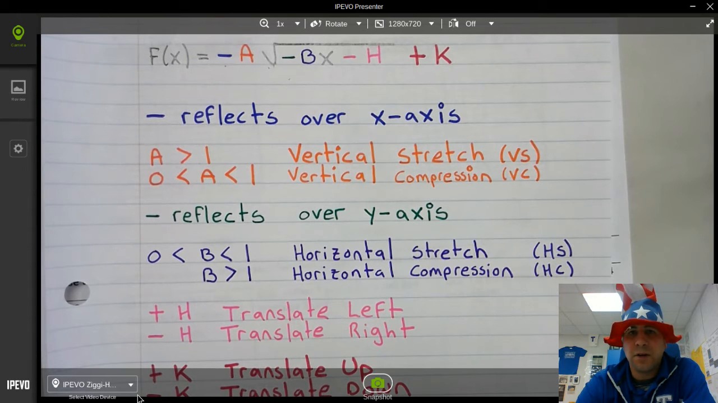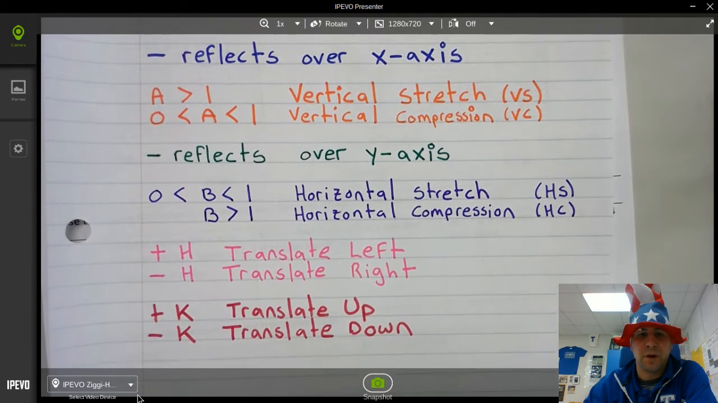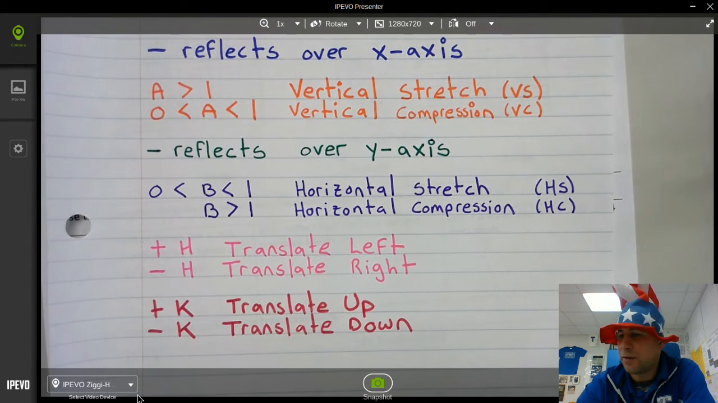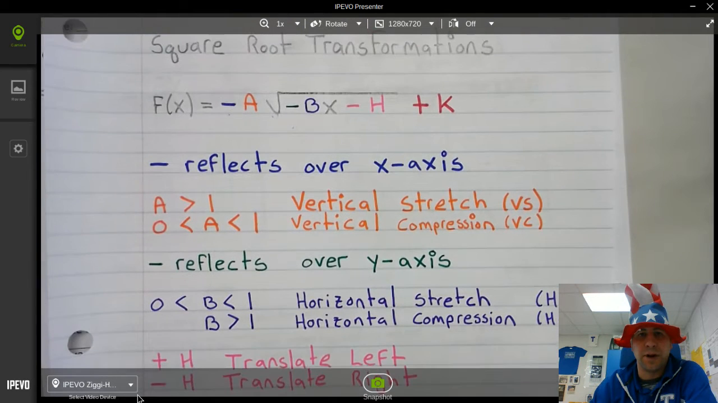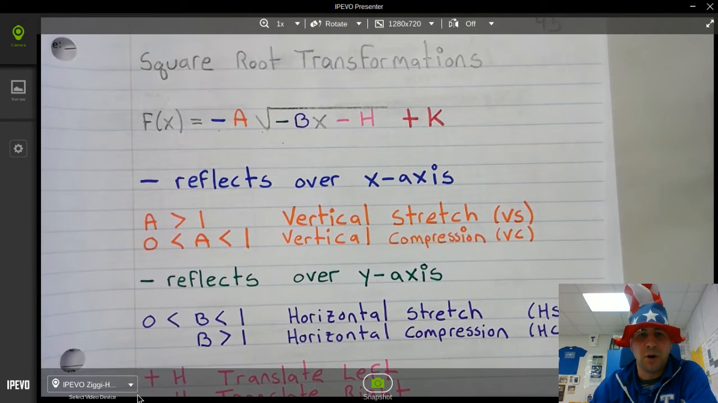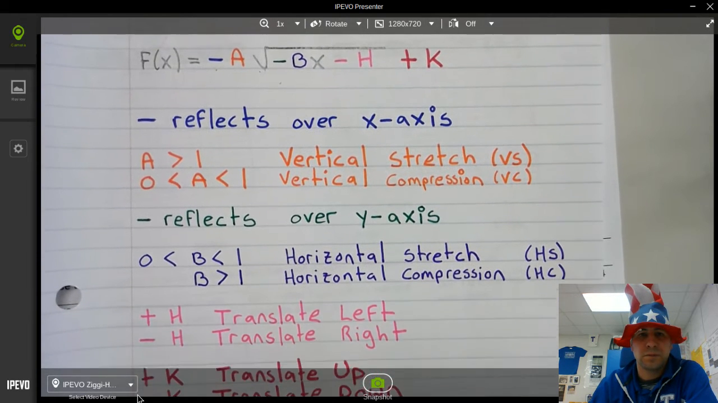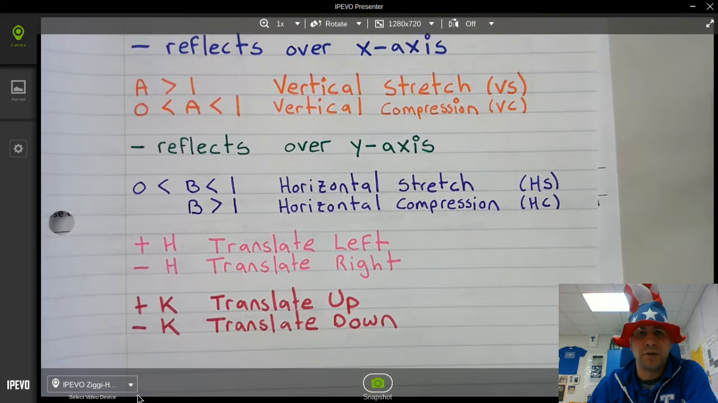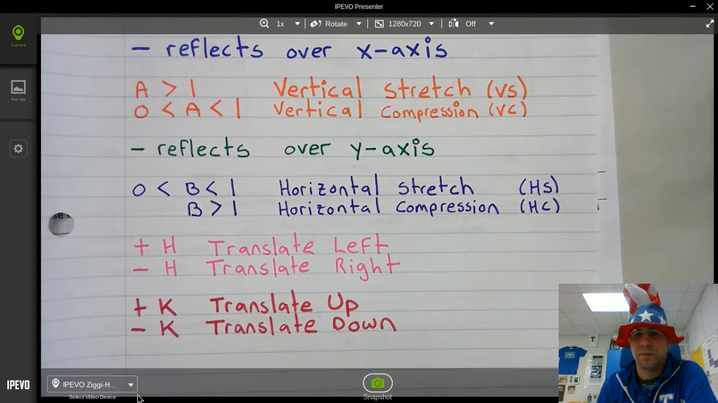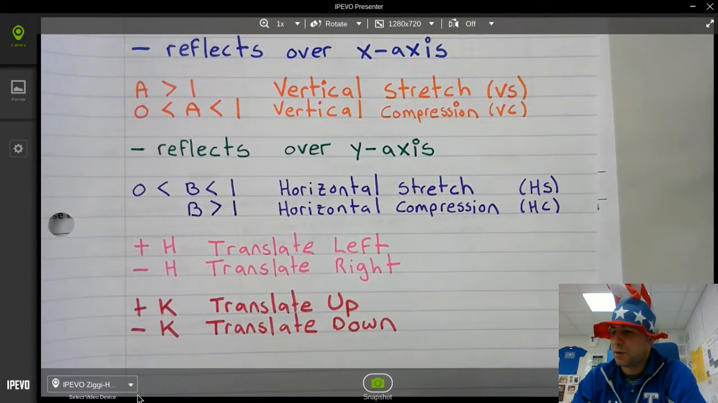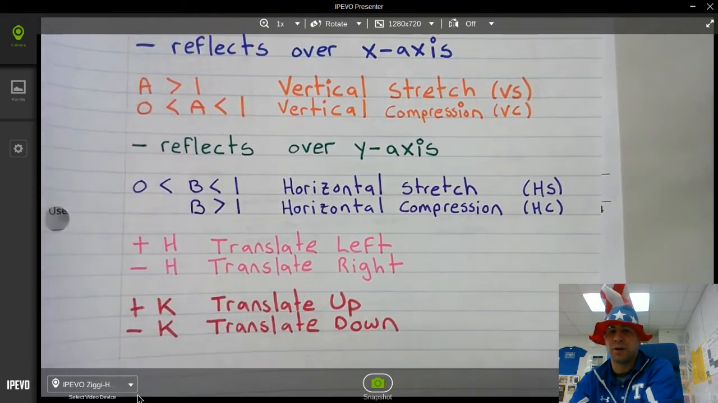So then if you add h, it's a translation left. And if you subtract h, it's a translation right. And then last, if you add the k value, it's translated up. And if you subtract k, it translates down. So I'm going to move back and let you copy those down. So you might pause, update this part of the notes, and pause and update those. All right, so now that your notes are updated, let's take a look at the examples.